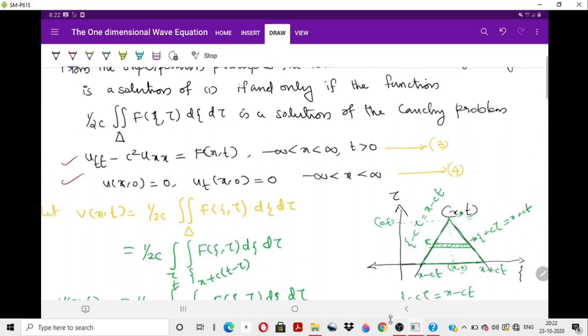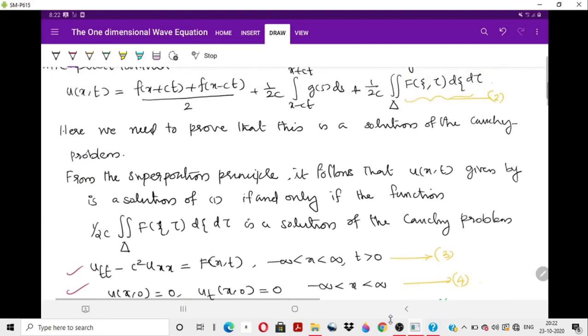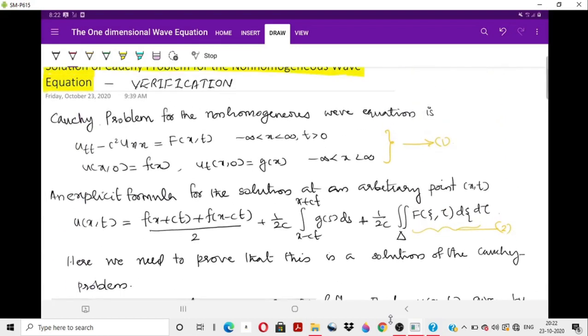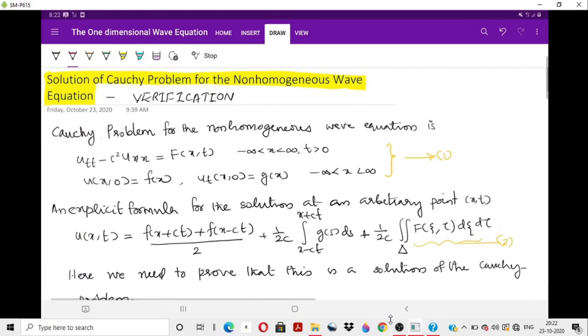V is a solution of 3 and 4, and hence by the principle of superposition, U is a solution of the corresponding PDE given by equation number 1. So that's about the verification.